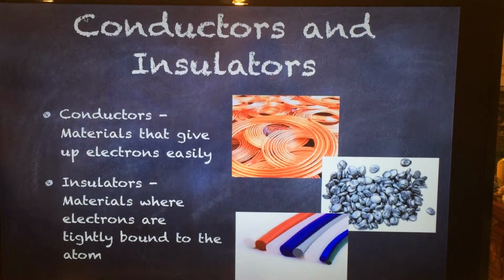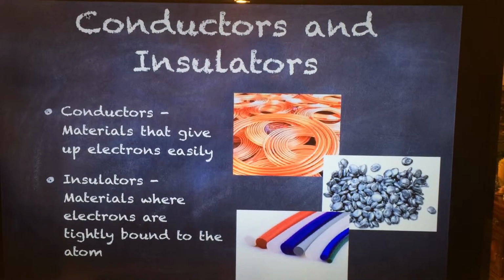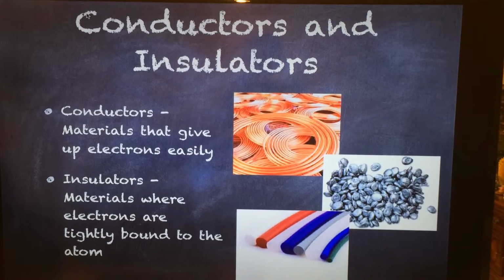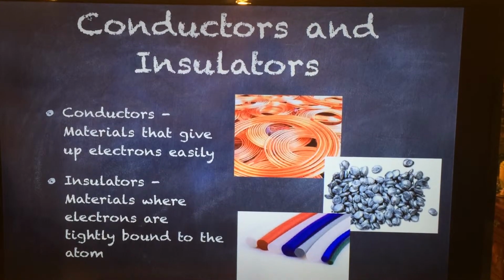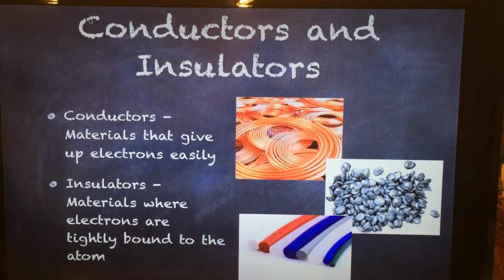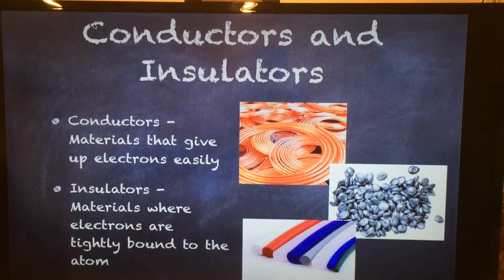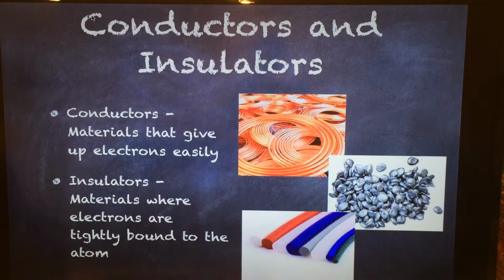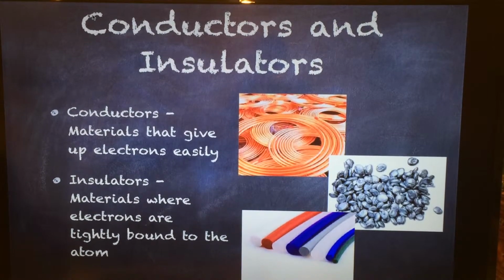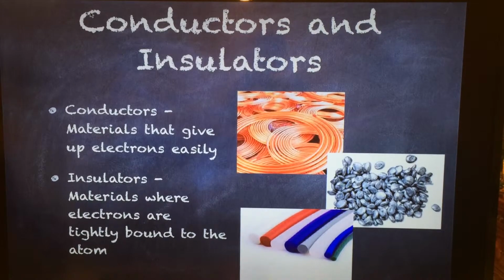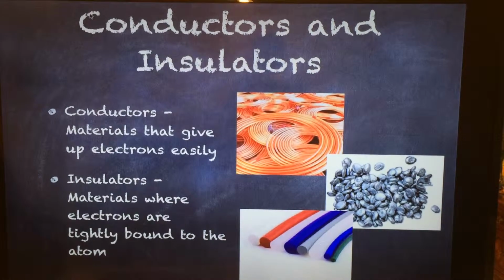Conductors are simply materials that give up electrons easily. This means that they have more electrons that can be used as charge. Insulators are materials with electrons that are tightly bound to the nucleus. As we all know, examples of conductors include copper, aluminum, and a variety of different metals. A common insulator is rubber, which we can find coating many of our wires.